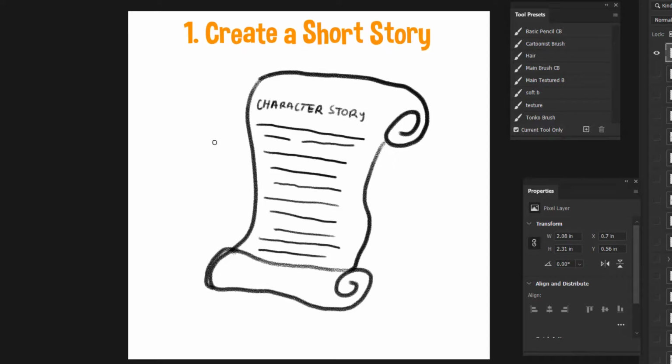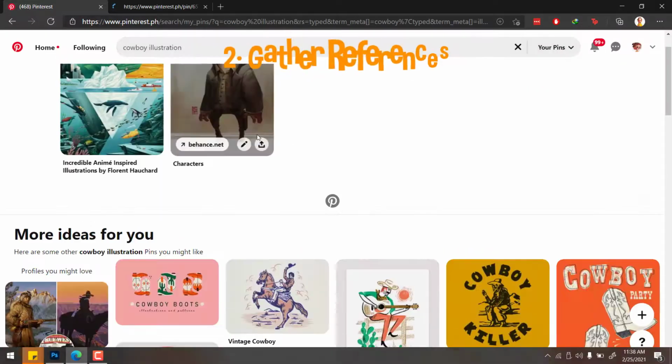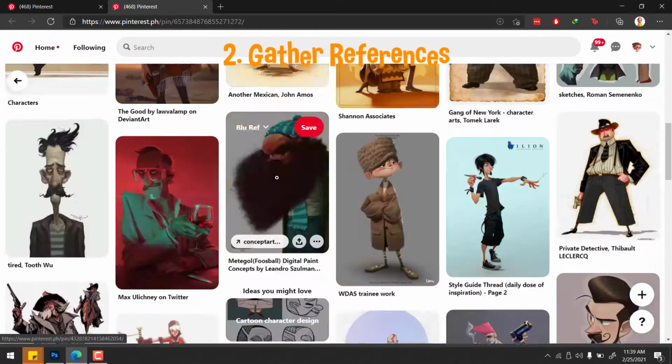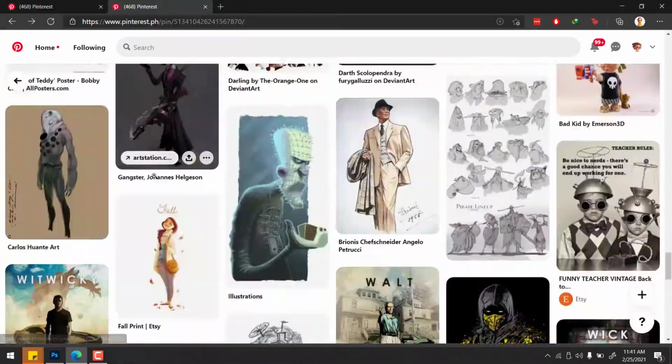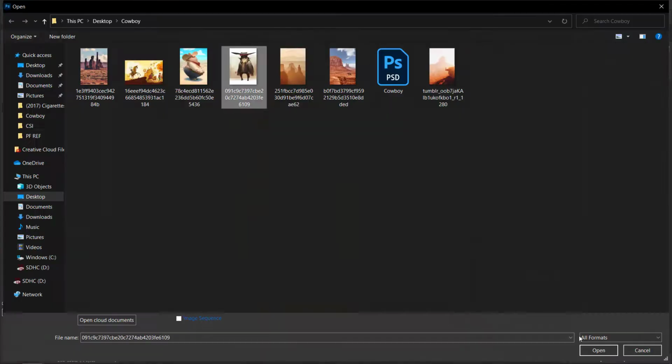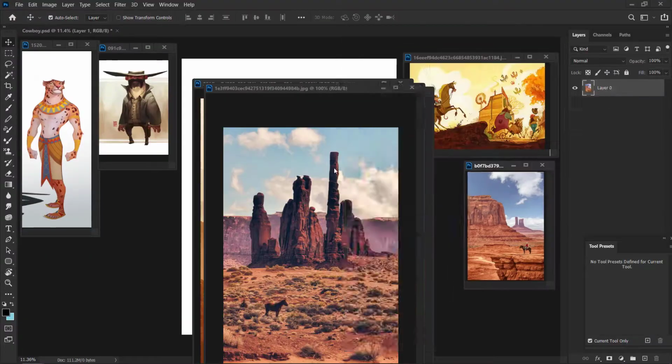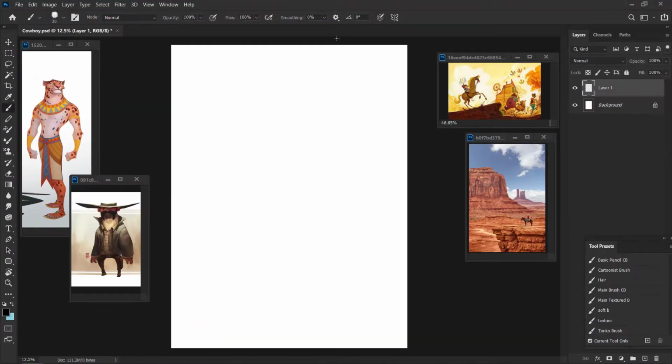Once you have the description, I'll be gathering references or ideas. You don't need a lot of references, just pick the best ones. Once I have the short description and references, I will start doing the basics, which is the gestures or line of action.